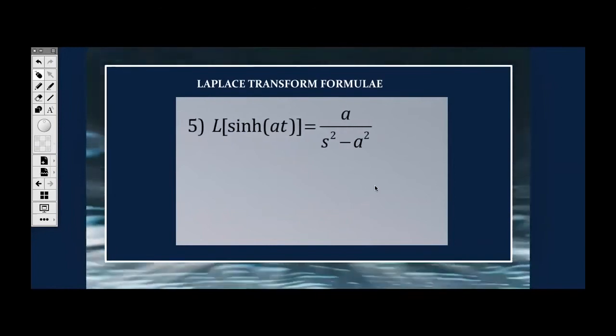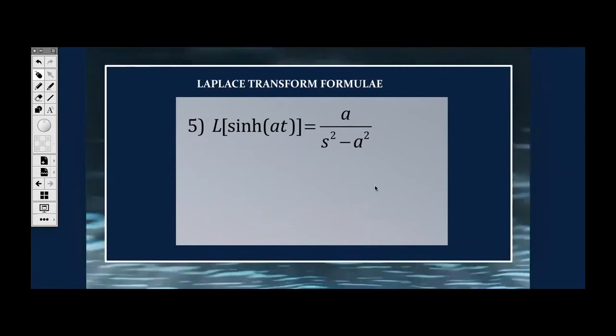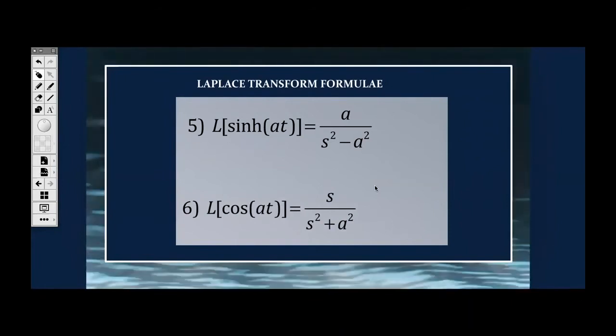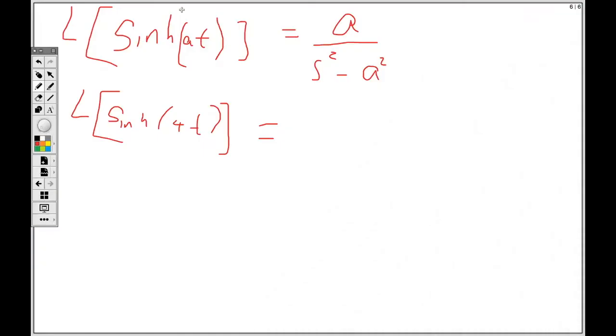We also have the hyperbolic sine to be a over s squared minus a squared, and cos at to be s over s squared plus a squared. So just to remind you that the Laplace transform of sinh at is a over s squared minus a squared. So if I ask for the Laplace transform of sinh 4t, then it means it will be 4 over s squared minus 4 squared. Remember, a is always in front of the t, so that means this will be 4 over s squared minus 16.